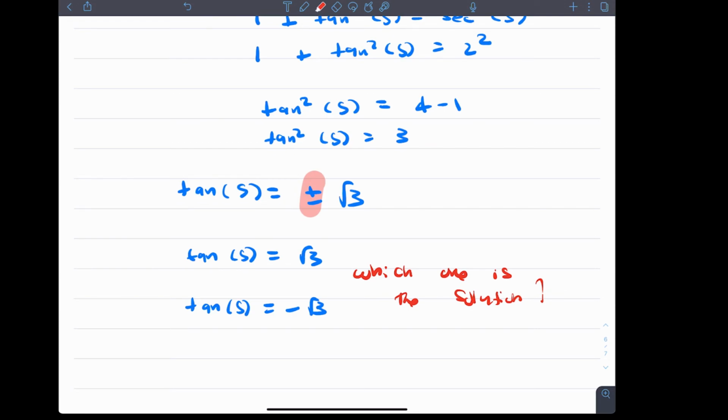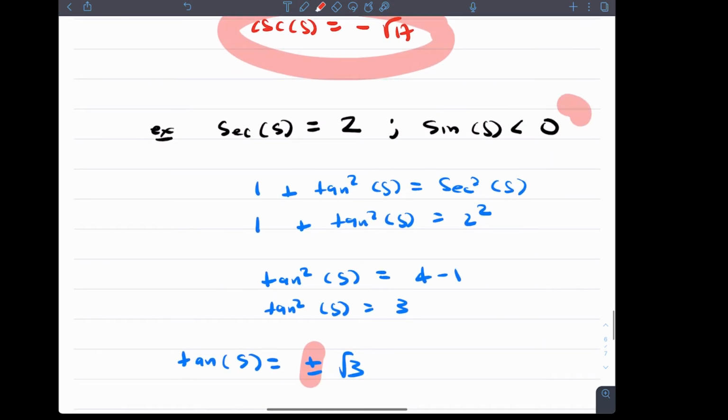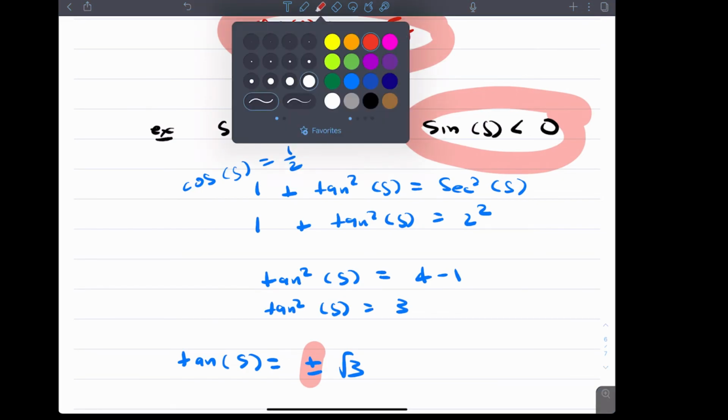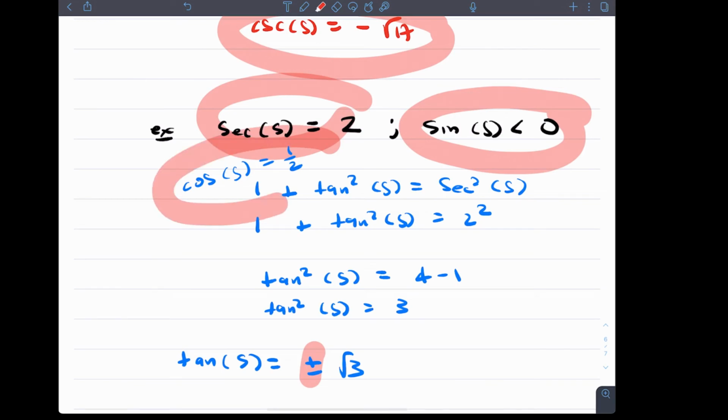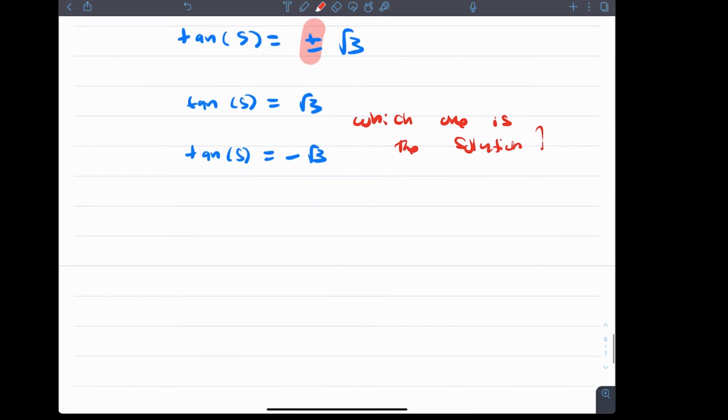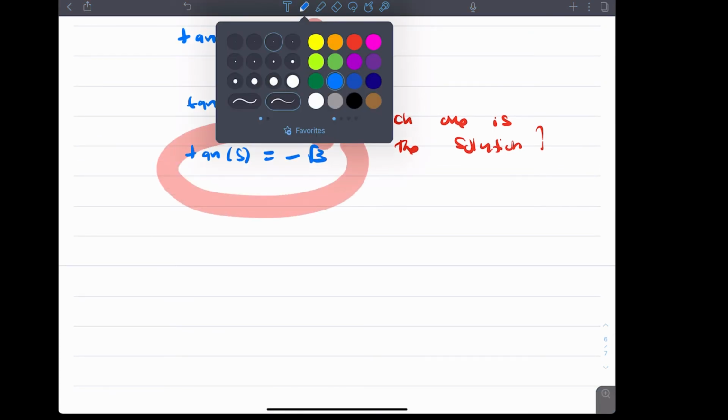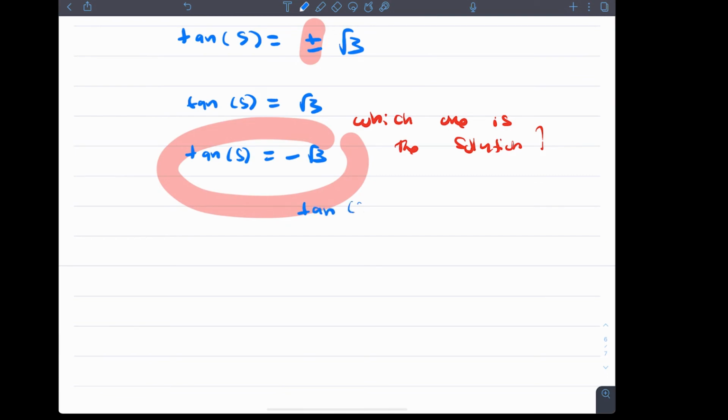Well, why would tangent be negative? What do they say here? Sine's negative. Cosine is 1/2. Cosine is what? Positive. Is that true? You guys okay with that? So if they're telling me sine is negative, then tangent has to be negative. Why? Why is tangent negative? Because tangent is what? Sine over what? Cosine. Is that true?